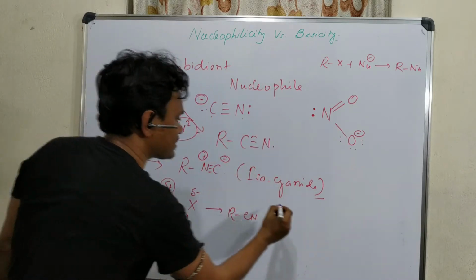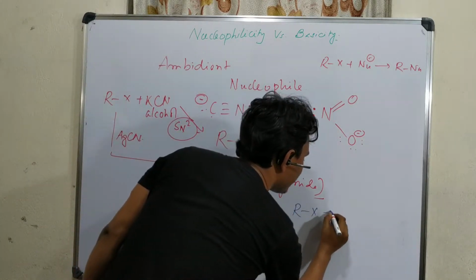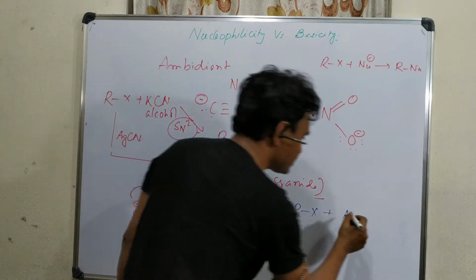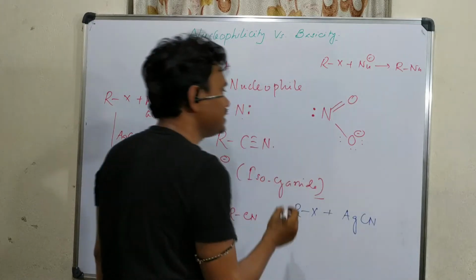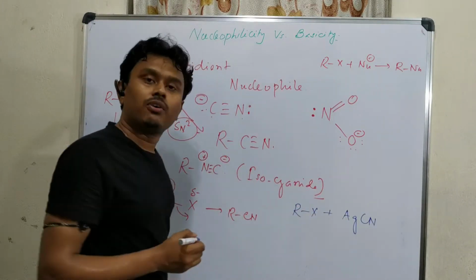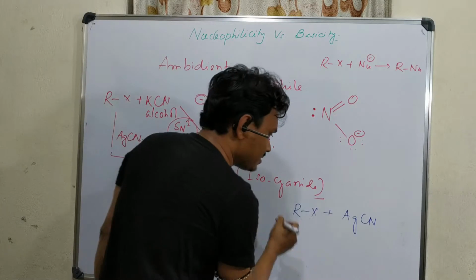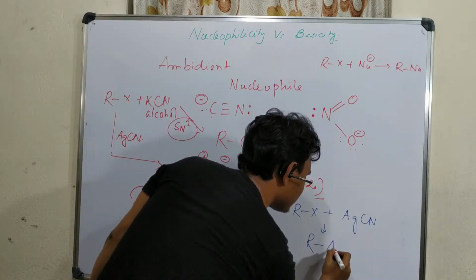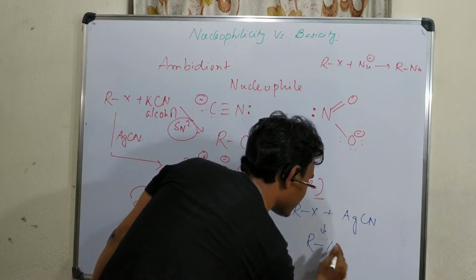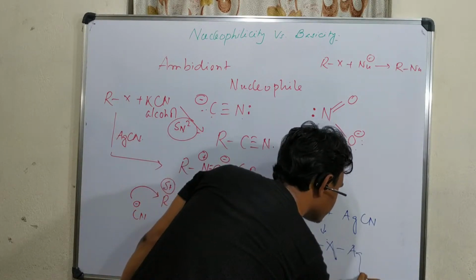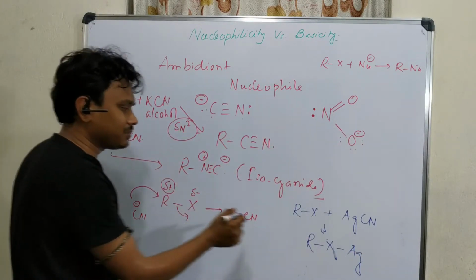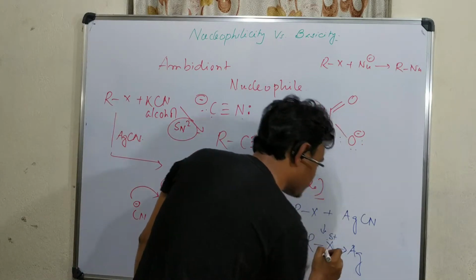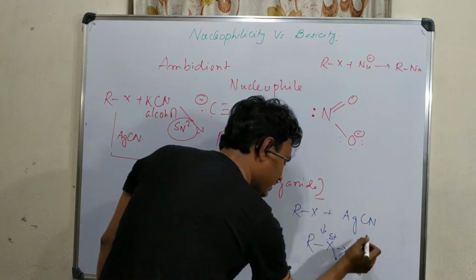But in contrast, if we discuss RX plus silver cyanide, where X is equal to halide, what happens? We know silver plus has an affinity for alkyl halides. So it produces an R-X-Ag type species. Previously X was delta negative. Right now, after donation, coordination, this X became delta positive, and silver became negative.